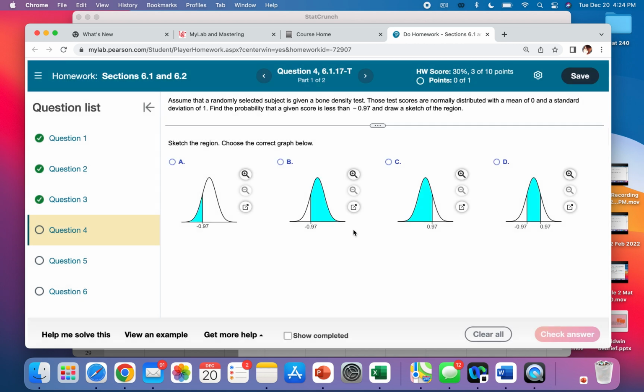Okay. Find the probability that z is less than -0.97. Okay, so we know we need an area shaded to the left. So that leaves A and C since it said less than. Okay, but what's the difference? The difference is where the -0.97 is. Okay, less than -0.97. So we've got A.